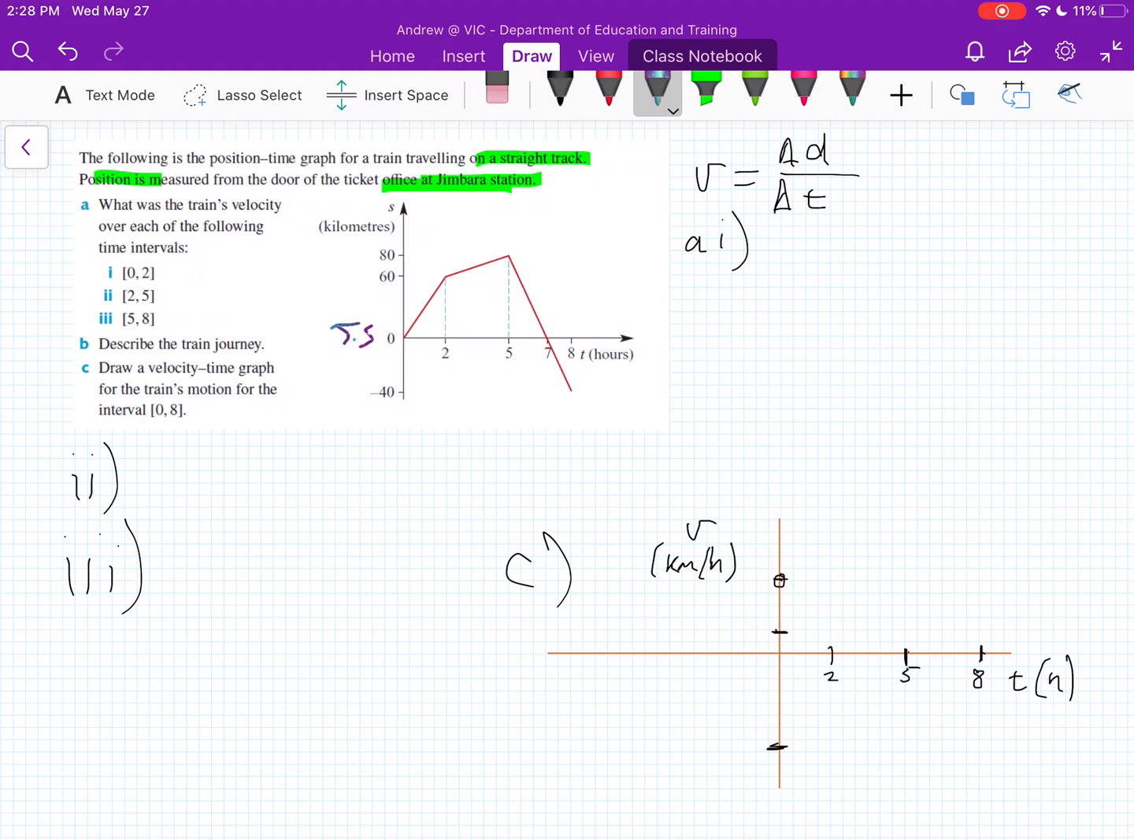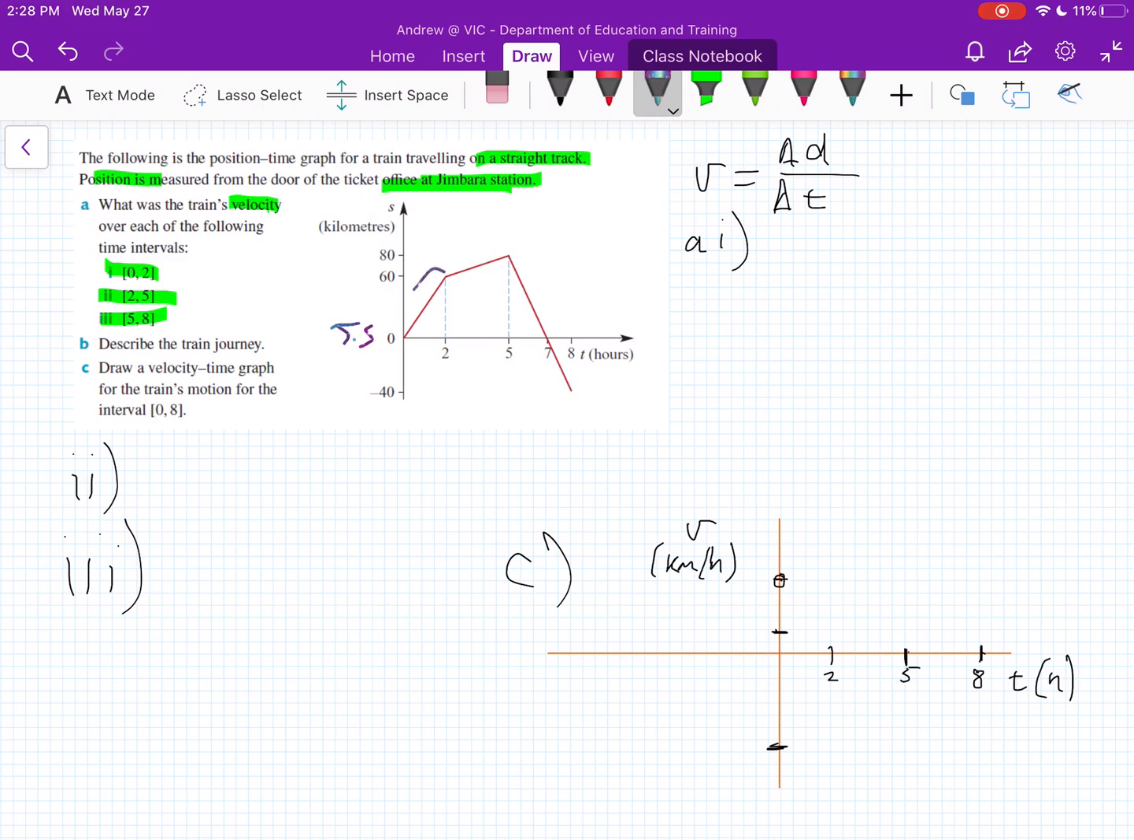So we're asking this question: what was the train's velocity? Just remember velocity is also a vector. That means it has a positive or negative value with it, a direction, over each of the following time intervals. So we're looking at these time intervals here: 0 and 2, 2 and 5, 5 and 8. We'll just take note of these time intervals.